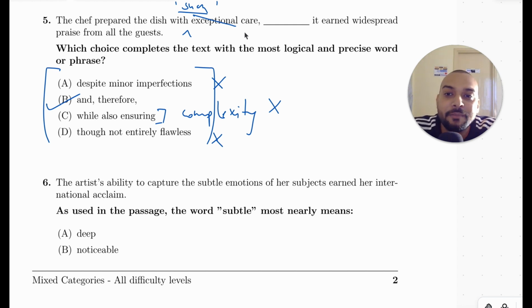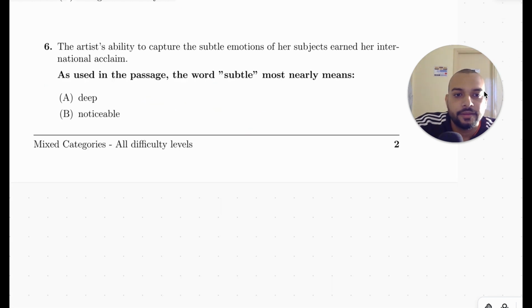So, the chef prepared the dish with such care that it earned widespread praise from all the guests. The word that would fit here then in that case. Okay, so this is just a diversion. I just wanted to discuss this, that if the question changes in such and such way, what should you do? Okay, let's go to the next one.